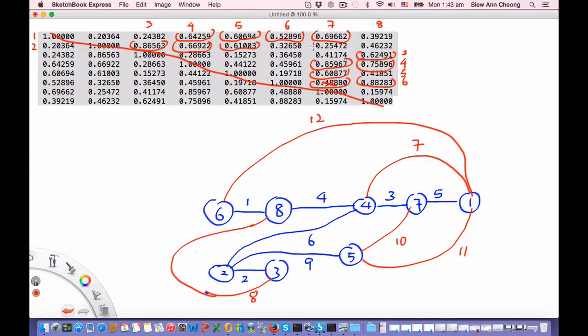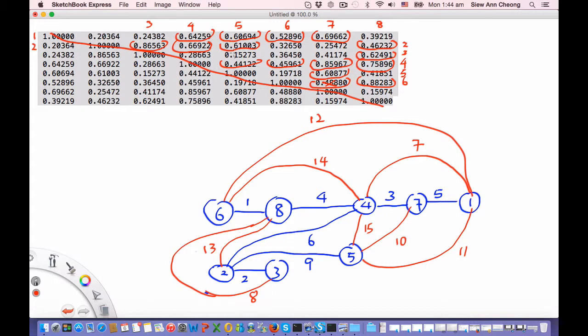The next largest cross correlation is 0.46 here. This is between 8 and 2, and of course I can join it up. So this is 13. Okay, this is acceptable. And then 0.45 here is between 6 and 4, and 6 and 4 can be joined. This is 14. And the next largest will be 0.44122. It's between 5 and 4. It can be connected. So this is 15.